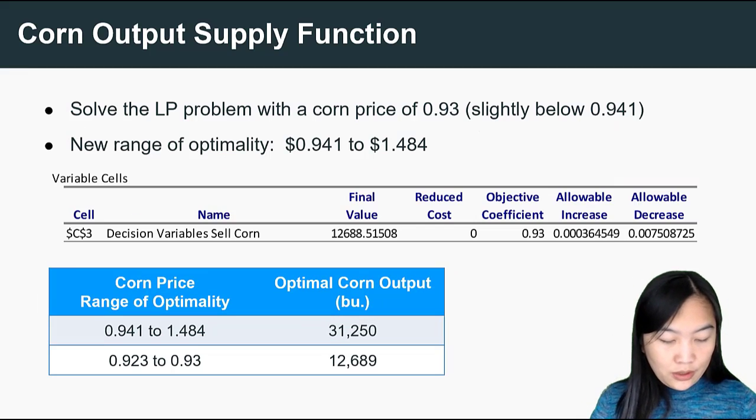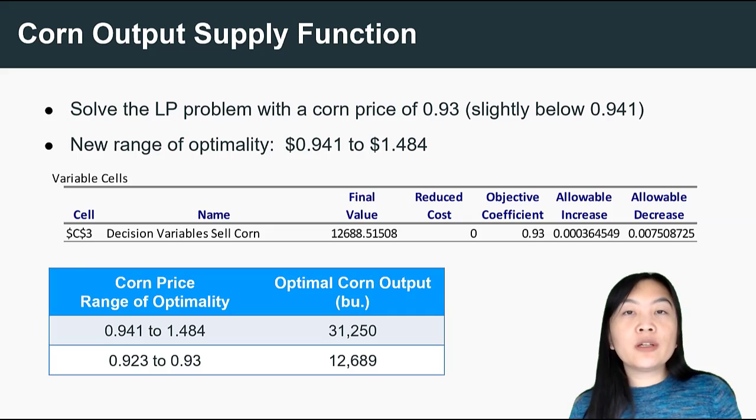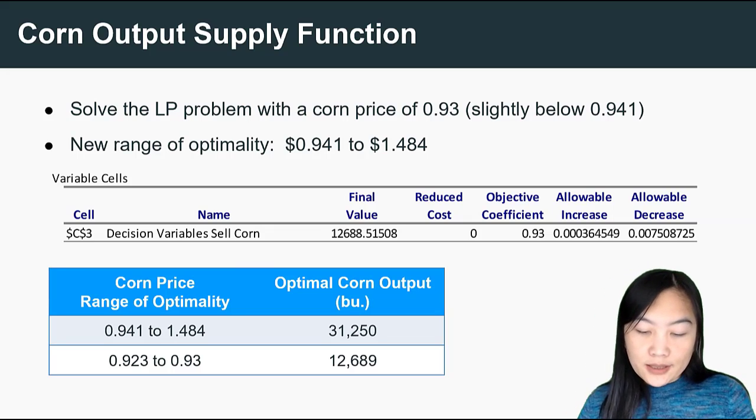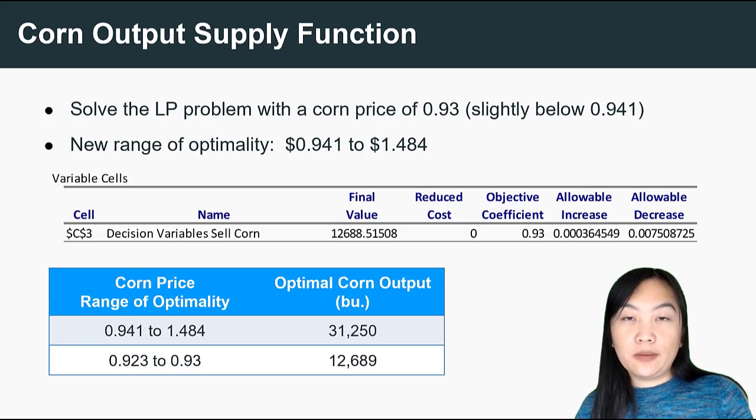And we can do a little bit more. This time we want to know what if the price is outside of that range, then what is the optimal solution?